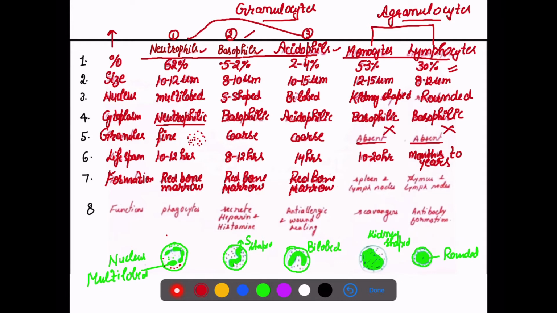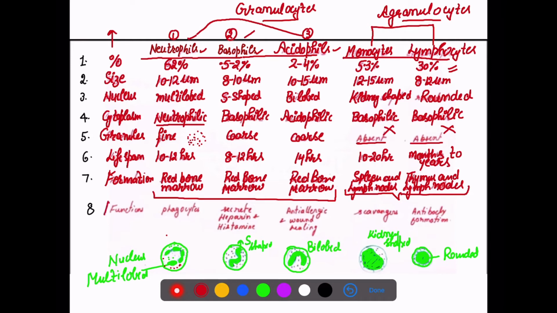But monocytes are formed in spleen. They are formed by spleen and lymph nodes. Spleen and lymph nodes play a role in the formation of monocytes, and lymphocytes are formed by thymus and lymph nodes. These all organs are production sites for the WBCs. Neutrophils, basophils, acidophils are formed in red bone marrow, and monocytes and lymphocytes are formed in spleen and lymph nodes, and lymphocytes also in thymus.